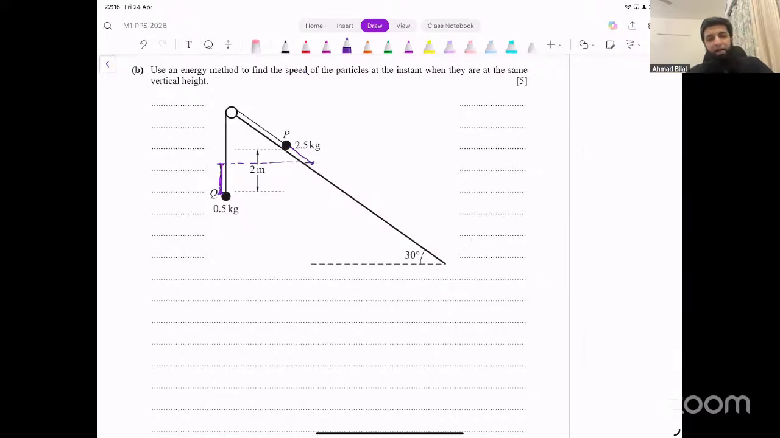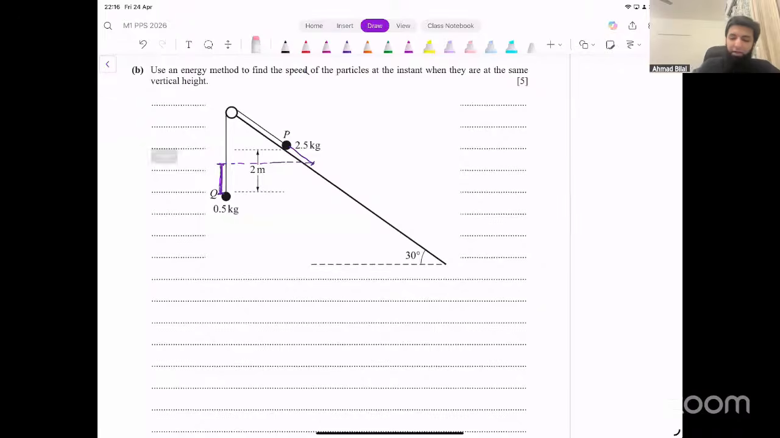Can we assume that they traveled the same distance? 2 meters is the total distance, so it will be 1 meter and 1 meter. Can we assume that? We cannot assume that, right? Because Q is moving vertically, P is moving along the plane. So the distances moved will be different.